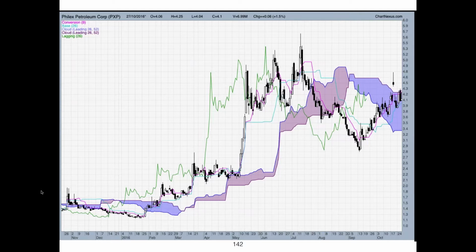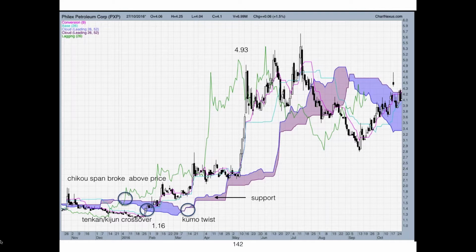There were 4 signs. The first was the Kumo twist in February 2016. The second was the Chikou span break above the price and the break above the Kumo. The third was the bullish Kumo 26 periods ahead. The fourth was a Tenkan-sen crossover above the Kijun-sen. After all these early warning signs, PXP price surged from 116 in January 2016 to 493 in May 2016.